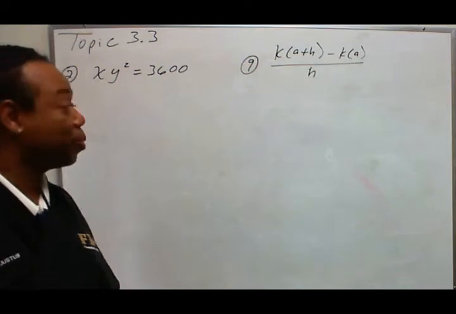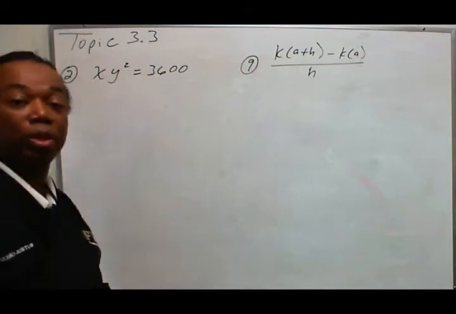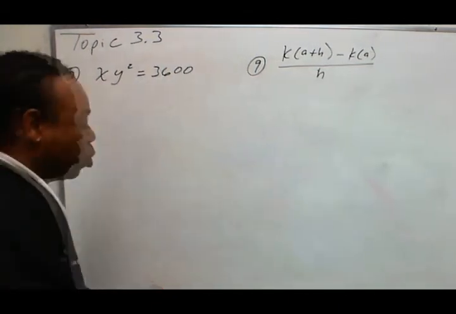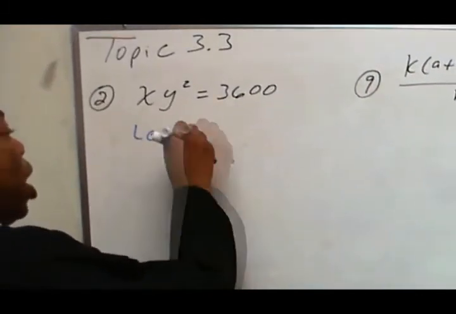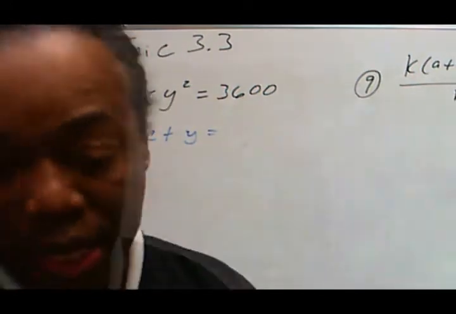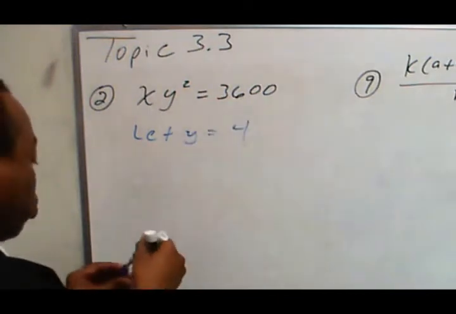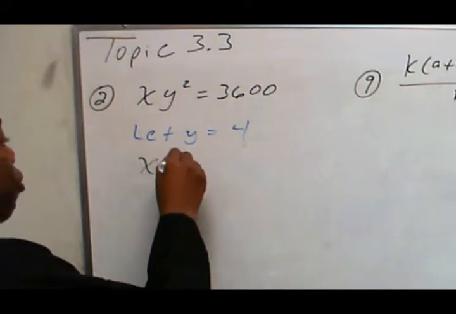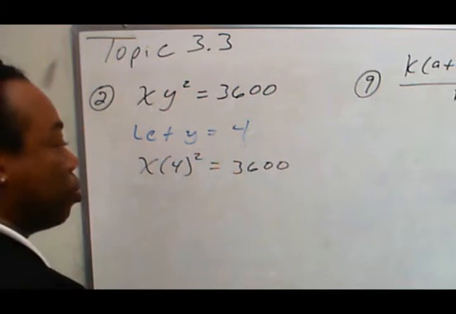Topic 3.3, number 2. We want to demonstrate that this is not a function. First, I'm going to let y be a value, and let's say y equals 4. Well, if y equals 4, what we have is x times 4 to the second power equals 3600.